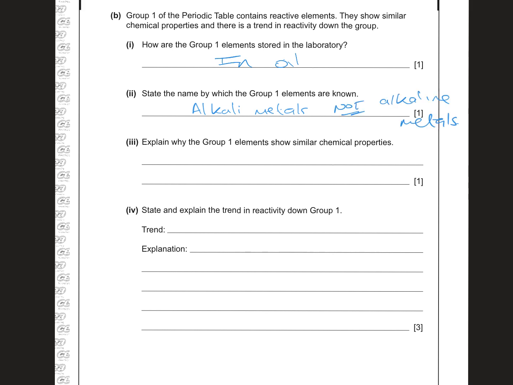Part 3, explain why group 1 elements show similar chemical properties. Well, chemical properties have to do with the number of electrons in the outer shell. And all of the group 1 elements have 1 electron in the outer shell, and that's why they react in a similar way. So there are a couple of alternatives as well. Part 4, state and explain the trend in reactivity down group 1. Well, metals get more active as you go down the group. That applies to all metal groups. So the trend is that the reactivity increases.